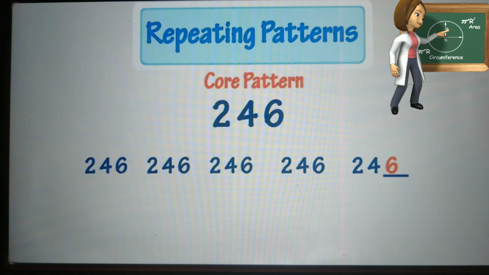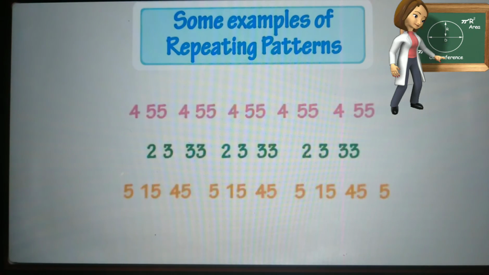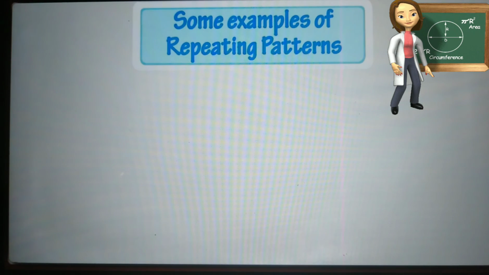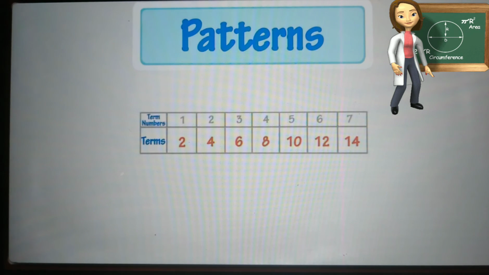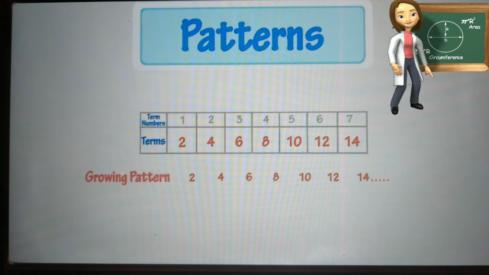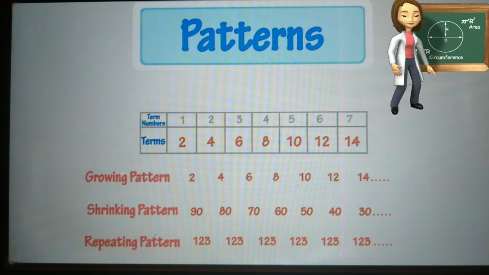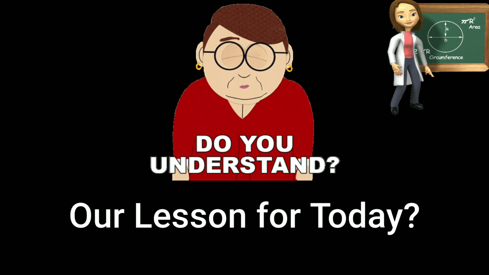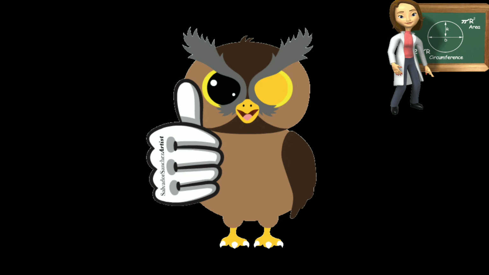Now let's have a look at more repeating patterns. These are some examples of repeating patterns. So kids, today we learned about patterns, terms, term numbers, and 3 types of patterns: growing patterns, shrinking patterns, and repeating patterns. Do you understand our lesson for today, class?